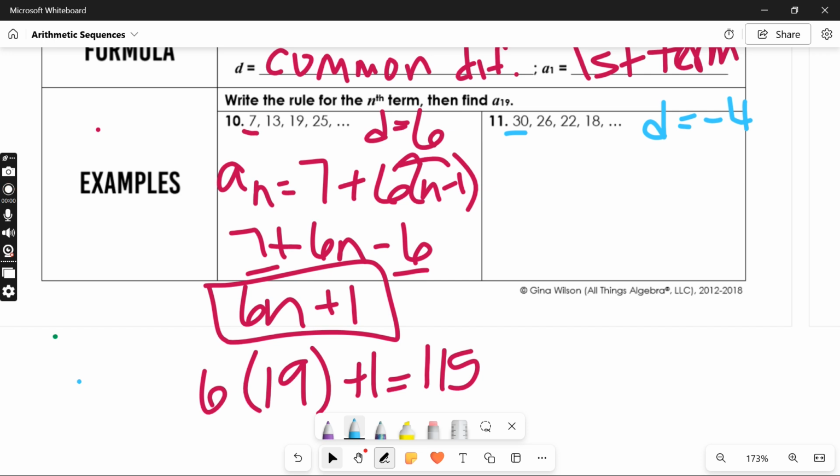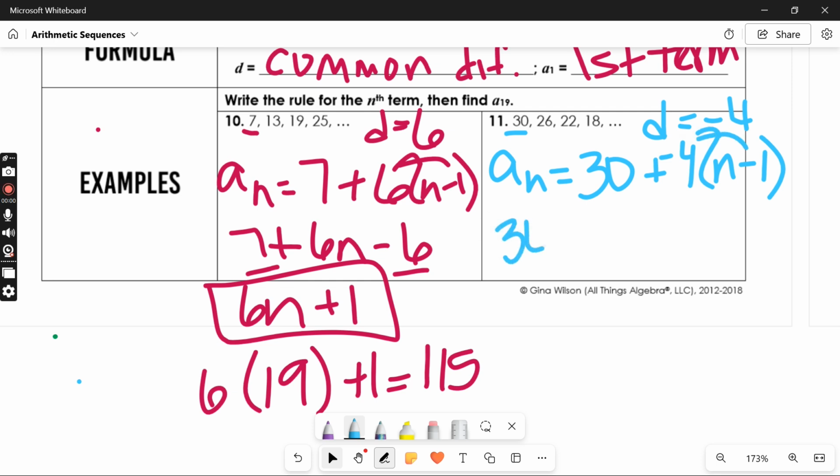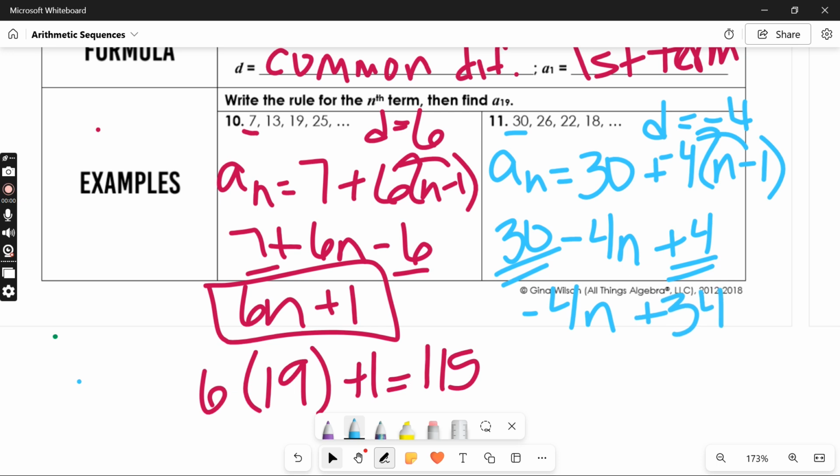Okay, so we're going to do a_n is equal to our first term, which is 30, plus -4 times (n minus 1). Again, same steps. I'm going to distribute, so this will be 30, -4 times n, which will be minus 4n, and -4 times -1, which would be +4. Combine my like terms. I get -4n plus 34.